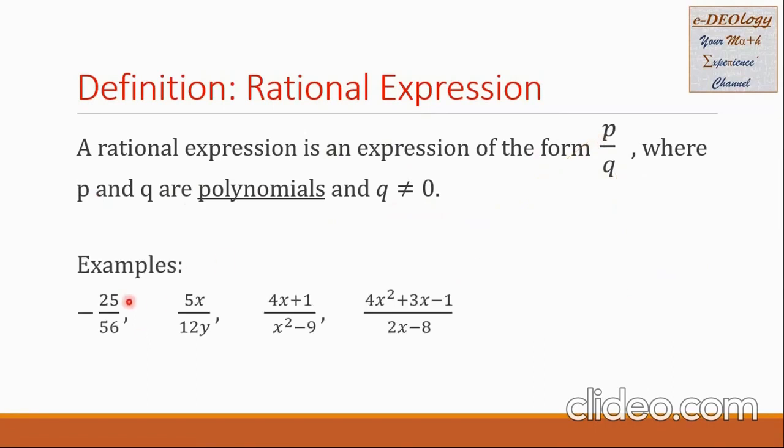We know that P is called the numerator and Q is the denominator. We have here examples. The first is negative 25 over 56. Second example. Third example, the numerator is 4x plus 1 over the denominator x squared minus 9. Fourth example, the numerator is 4x squared plus 3x minus 1 all over the denominator 2x minus 8.